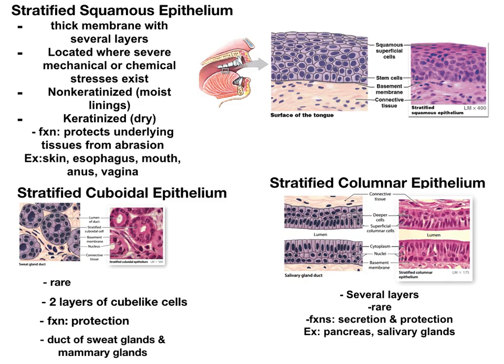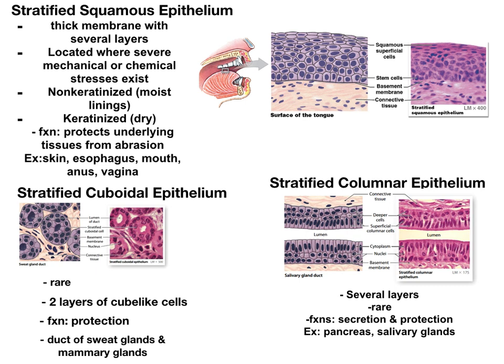All right, now we have our stratified squamous epithelium. So this is our multiple layers, whereas all the other ones were single layers, except the transitional. The transitional was a multi-layer. So we have the stratified squamous is our thick membrane with several layers. It's located where severe mechanical or chemical stress exists.